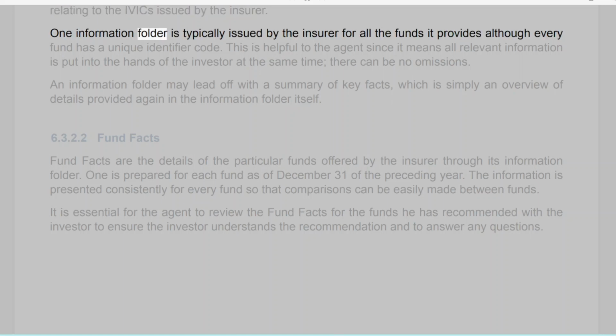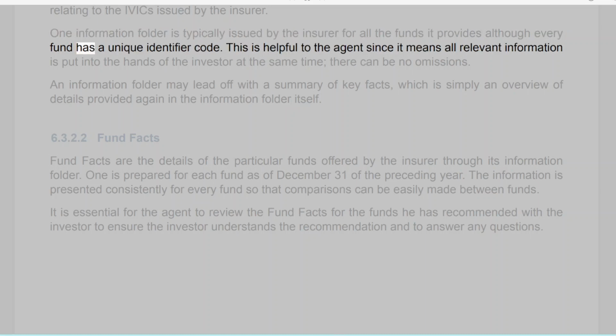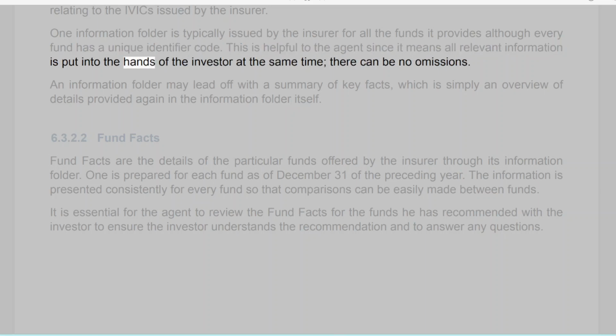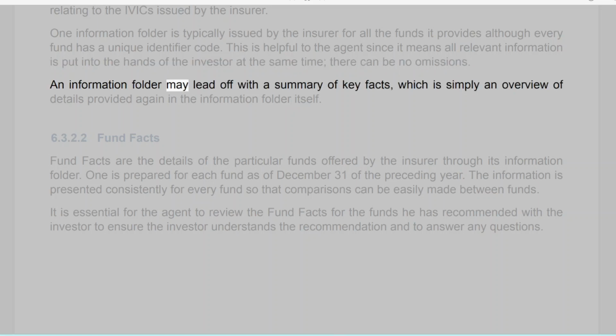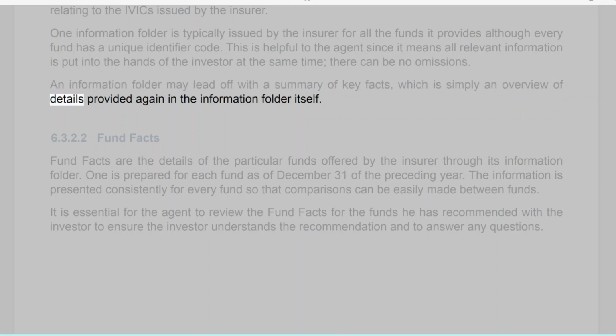One information folder is typically issued by the insurer for all the funds it provides, although every fund has a unique identifier code. This is helpful to the agent since it means all relevant information is put into the hands of the investor at the same time. There can be no omissions. An information folder may lead off with a summary of key facts, which is simply an overview of details provided again in the information folder itself.